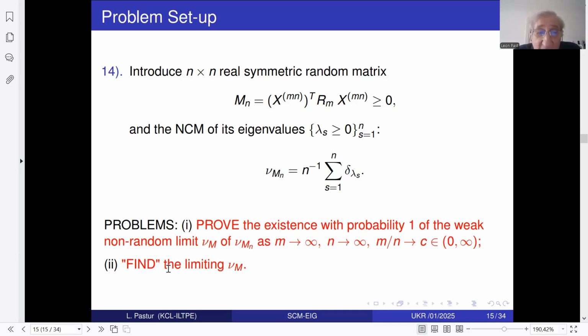And second, this is just the existence of the limit, which I have to prove, but I am quite interested in finding as explicit a form of nu m as possible. So this is the problem that I'm going to discuss in the rest of the lectures.